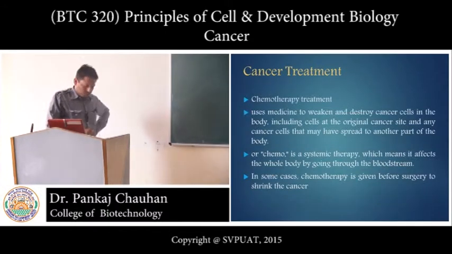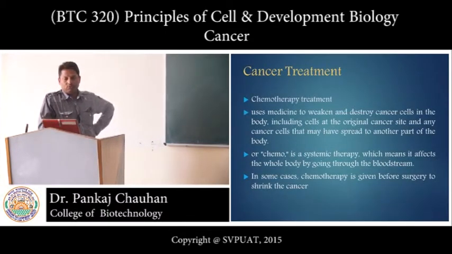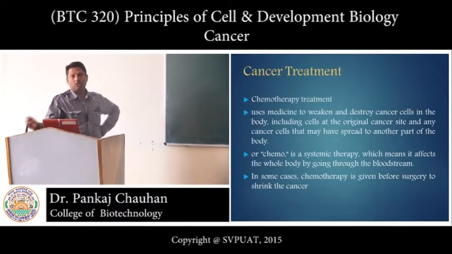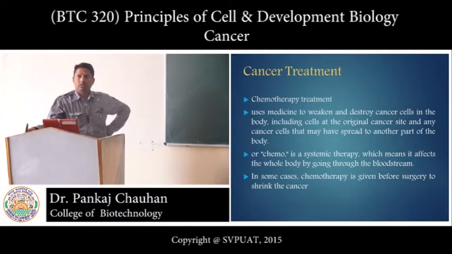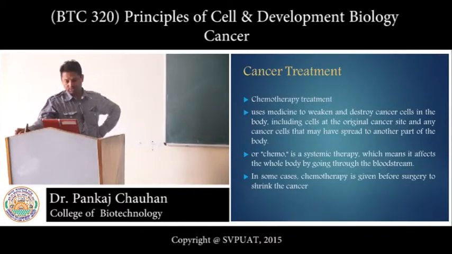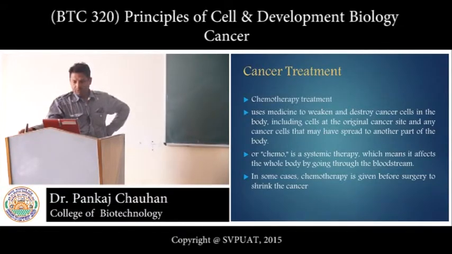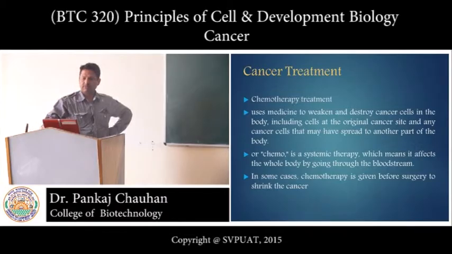And one more thing, if you talk about cancer treatments, chemotherapy is another option for curing a cancer patient, because it uses medicine to weaken and destroy cancer cells in the body, including cells at the original cancer site and any cancer cells that may have spread to another part of the body. That also plays a part. Chemo is a systemic therapy, which means it affects the whole body by going into the bloodstream. In some cases, chemotherapy is given before surgery to shrink the cancer.